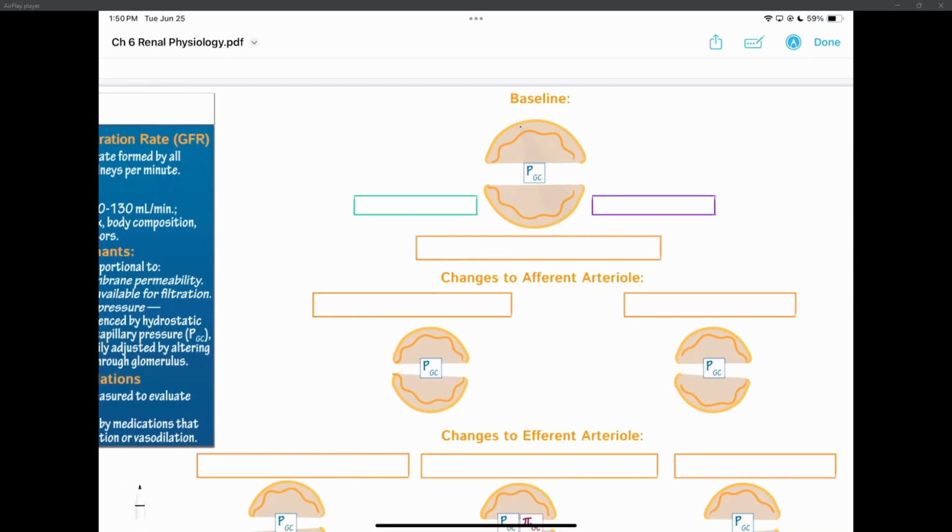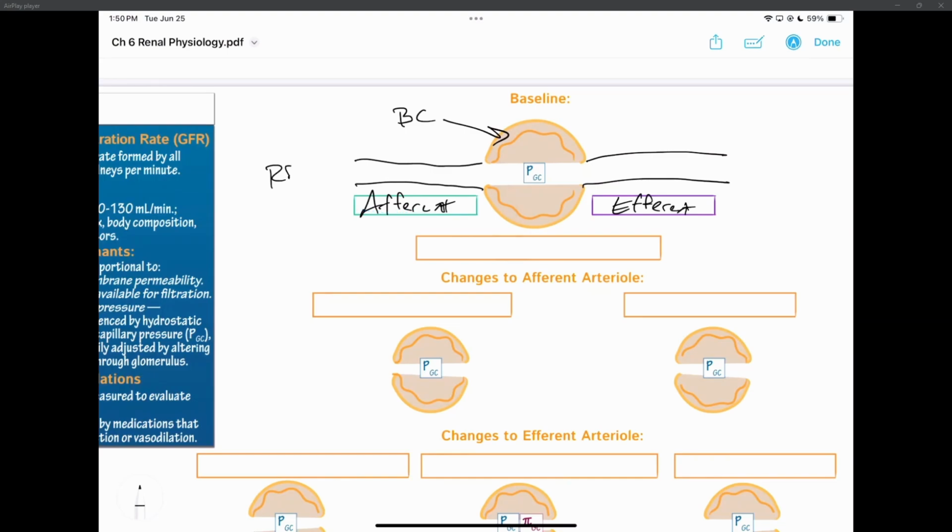Okay, here's your whole Bowman's capillary. We have blood coming in and blood coming out. This is the afferent, and here's your efferent arterioles, remember? Here's our Bowman's capsule, and our renal blood flow goes in this direction.